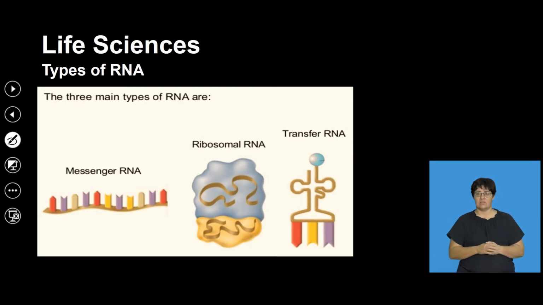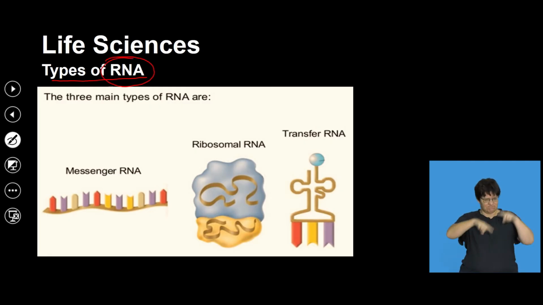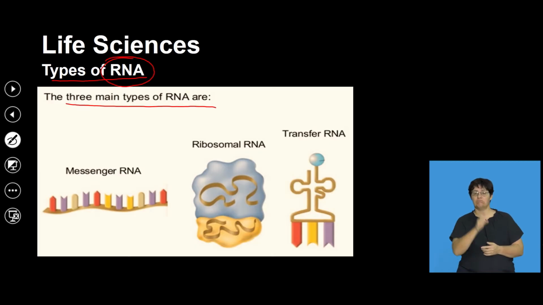Right. It's important that we start recognizing that RNA occurs in different forms. So we have different types of RNA. Broadly speaking, there are 3 main types of RNA that are relevant to us. As an overview, let's look at them.